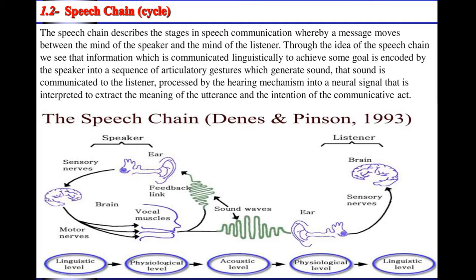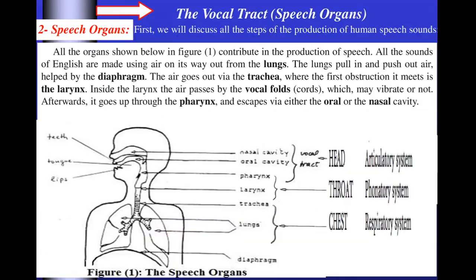Since communication generally requires a listener as well as a speaker, these stages will be reversed at the listening end: the reception of the sound waves at the physiological level on the part of the listener, and the transmission of the information along the nervous system to the brain, where the linguistic interpretation and understanding of the message takes place at the physiological level.